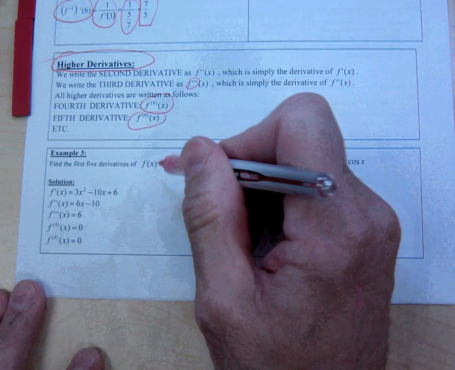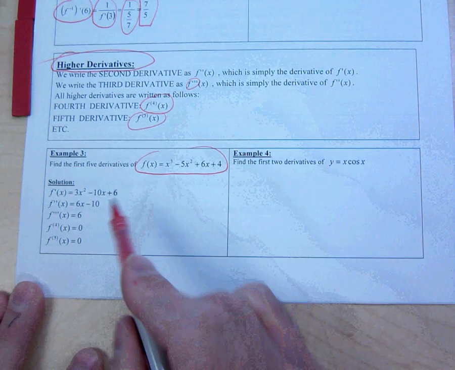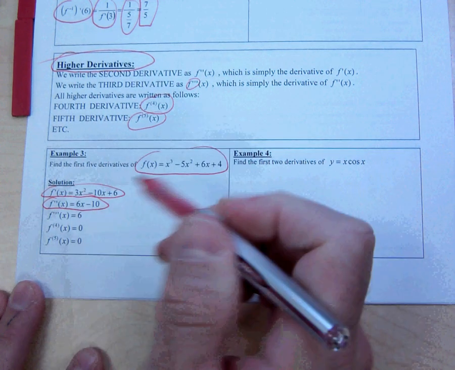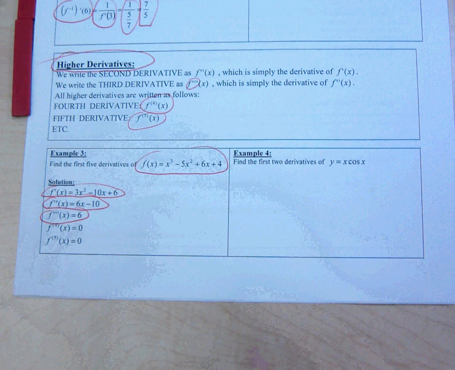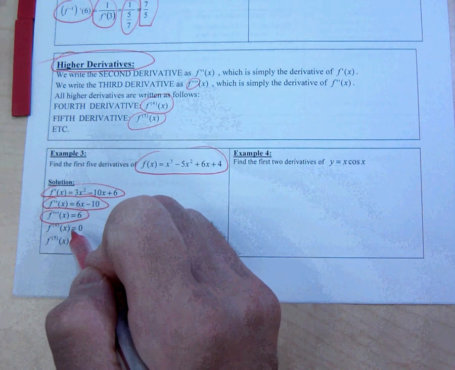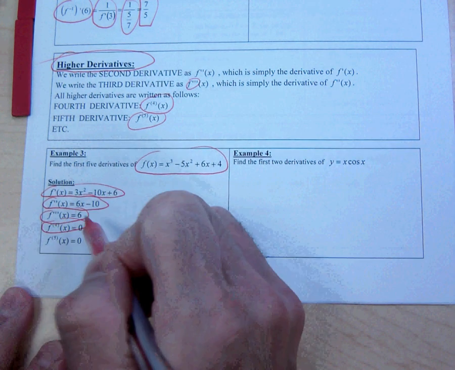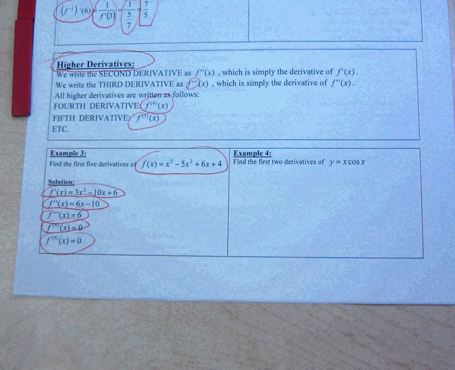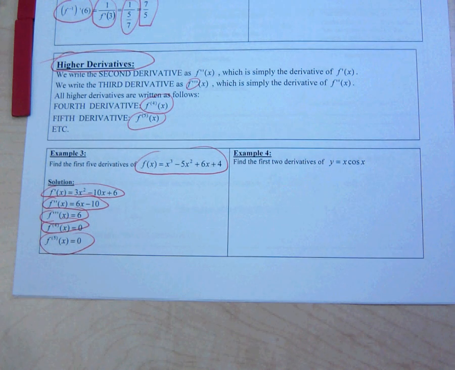Okay, so real quick then. If that's f of x, then you just take the derivative of that to get f prime. Take the derivative of that to get f double prime. Take the derivative of that to get f triple prime. And then what's the derivative of 6? 0. And then what's the derivative of 0? 0. So any derivative from here on out will be 0. Agreed? Okay? All right.